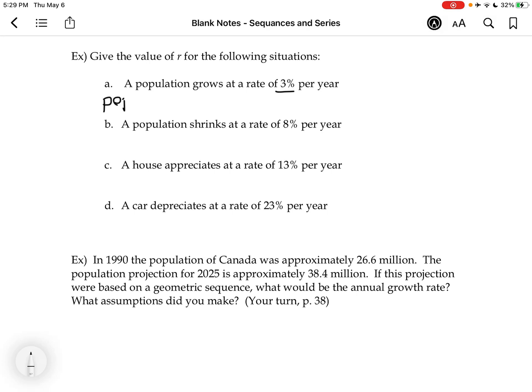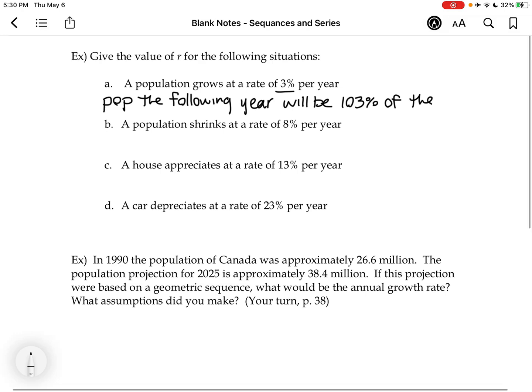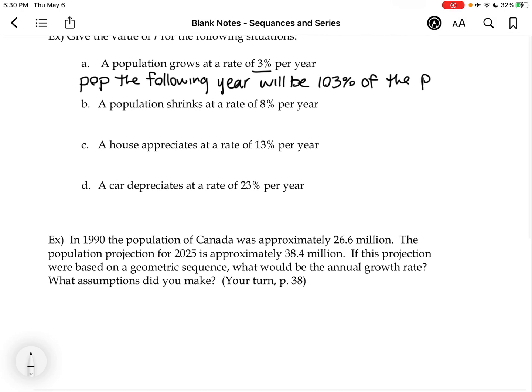So the population the following year will be 103% of the previous year. Okay, so what is the R value going to be? The R value is actually going to be this as a decimal.